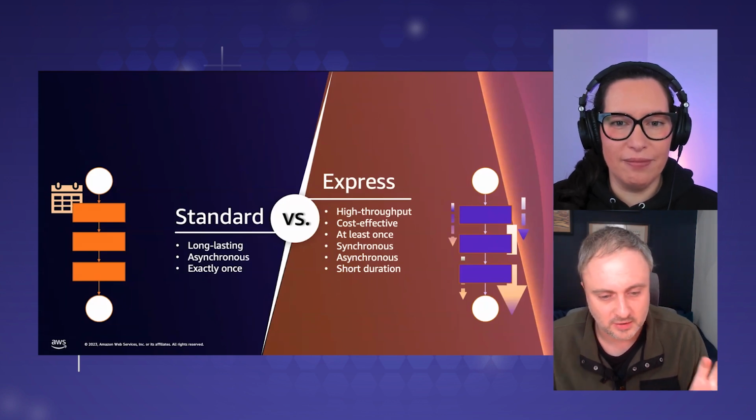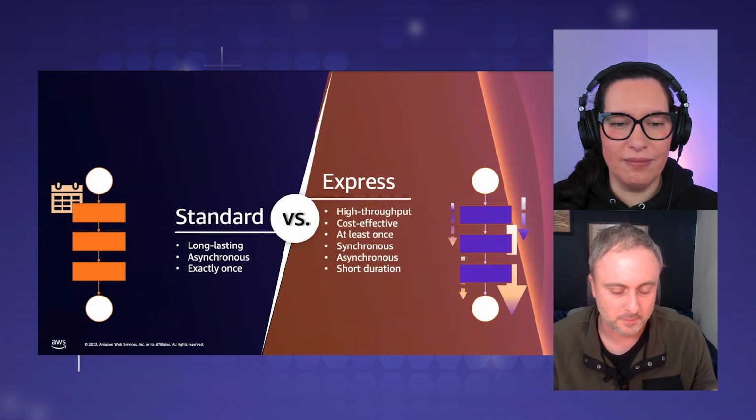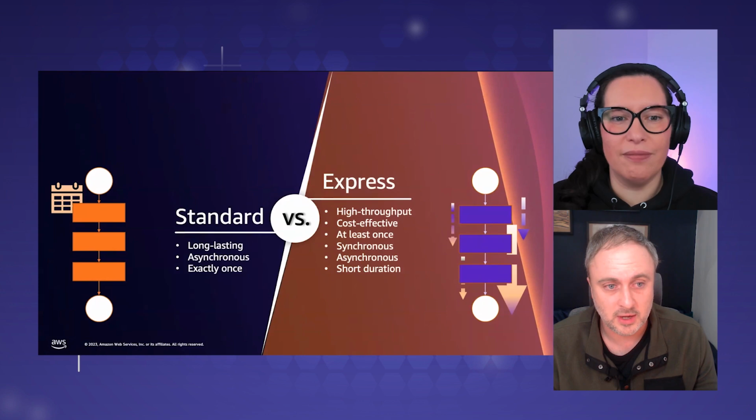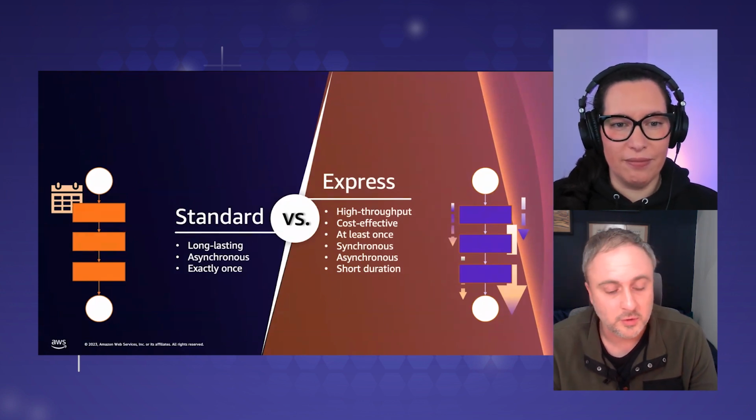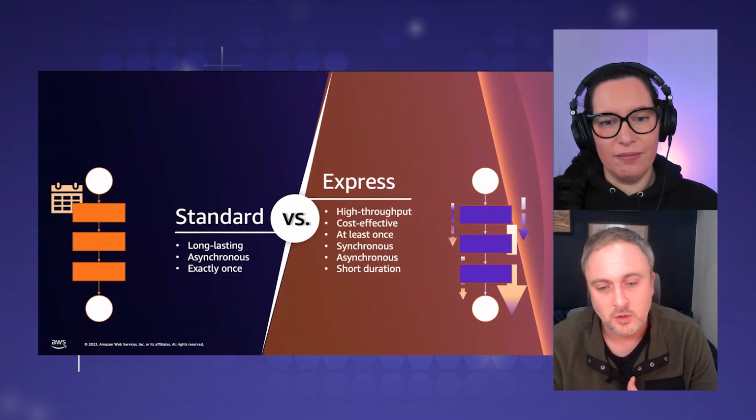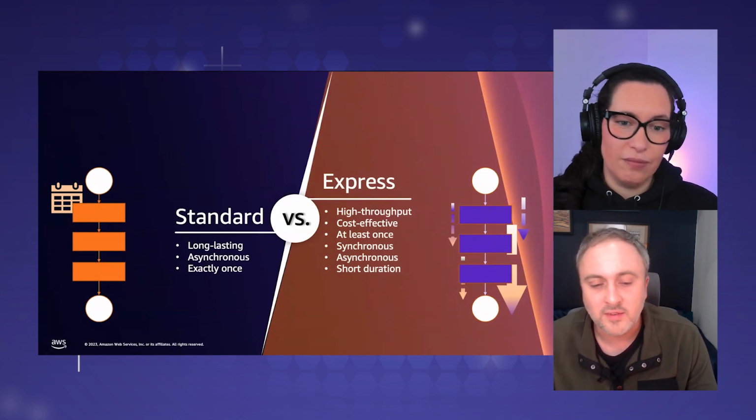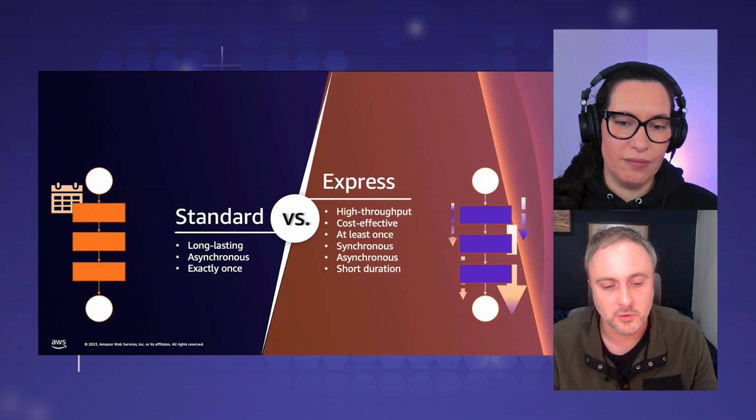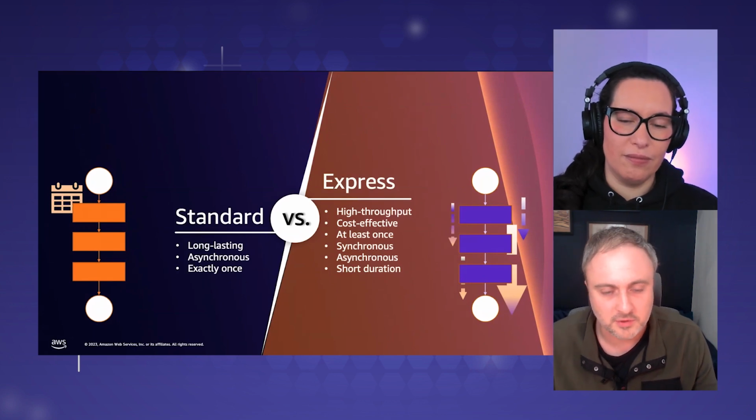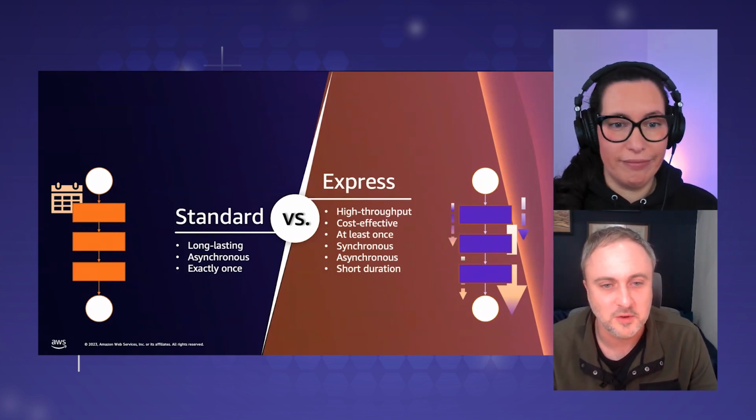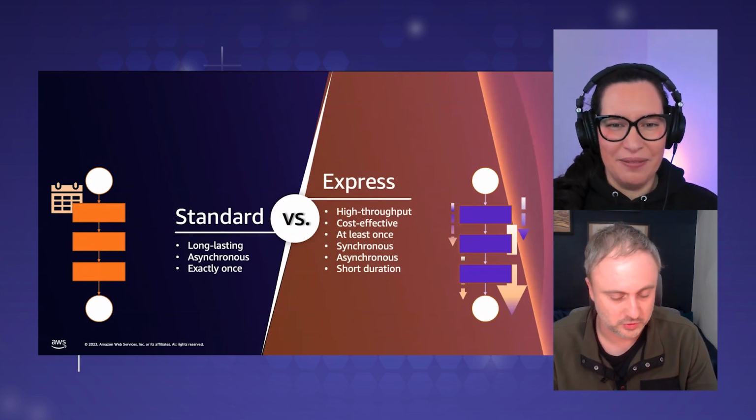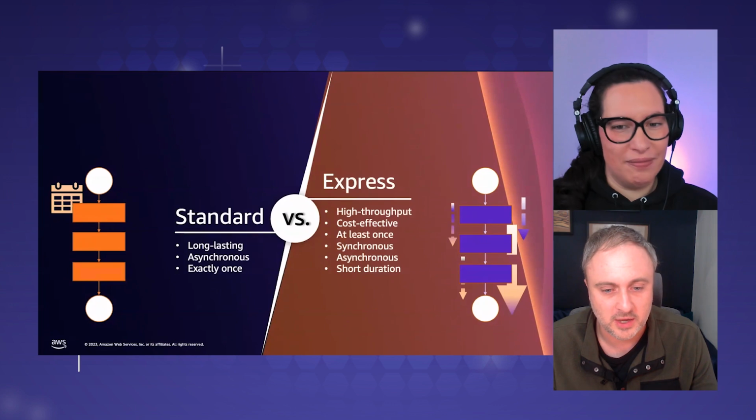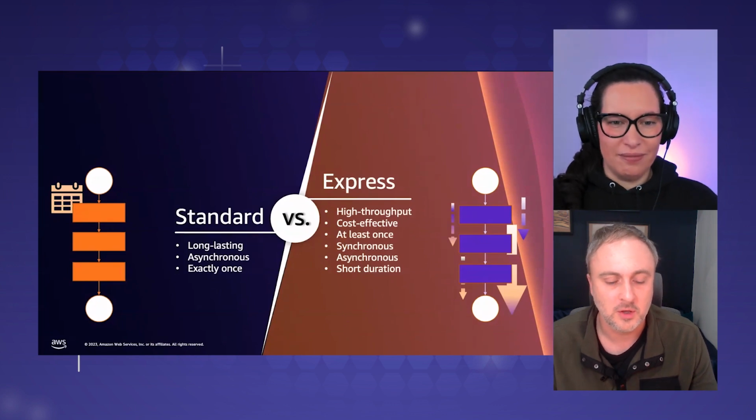So the key difference, I'll go through it a little bit here, is that standard workflows are longer lasting, okay? They can run for up to 1 year. They're asynchronous, so if you invoke a standard workflow, you have to request the result by some means, okay? Because you can't have a service wait for a year to send you back the result. And they have an exactly-once execution model, so you won't get any duplicate invocations with the same payload with the standard workflow.